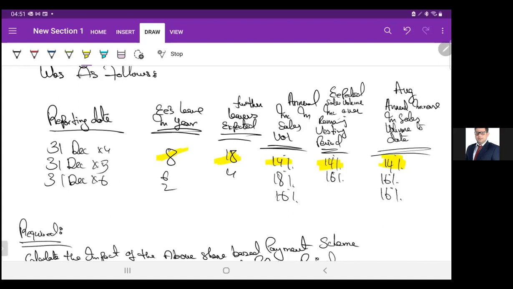On 31st December Year 5, employees who left in the year 6. Further leaves expected 4. Annual increase in sales volume is 18%. Expected sales volume increase over the remaining vesting period is 16%. And average annual increase in sales volume to date is 16%.